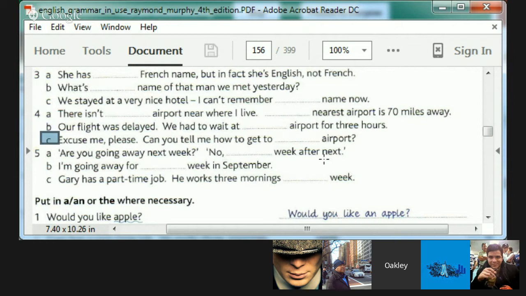Now here, you're using the airport, because English assumes all the time that there's only one airport in a given city. I'm going to a specific airport, and there's also the idea that there's only one.